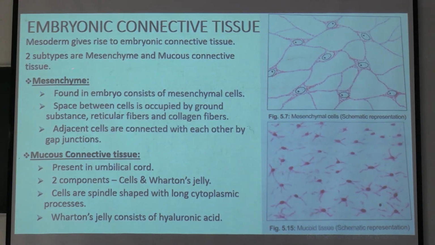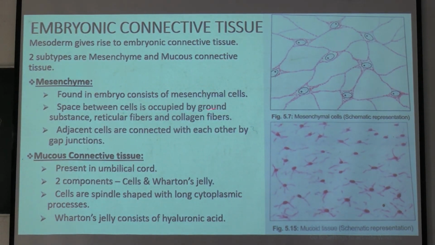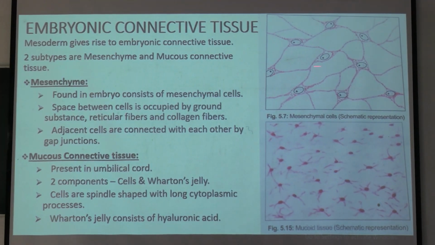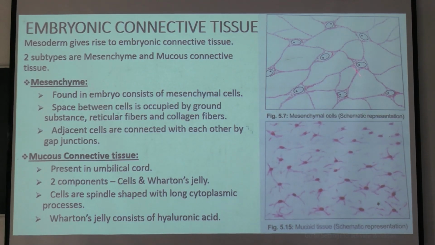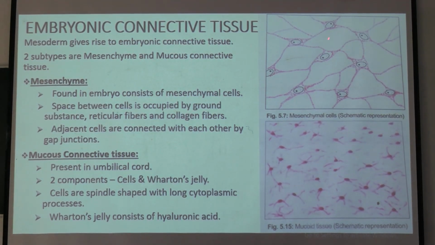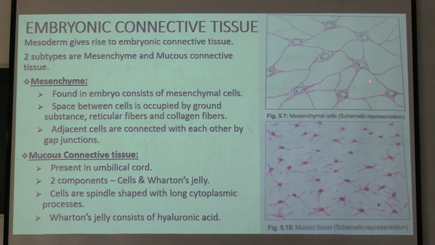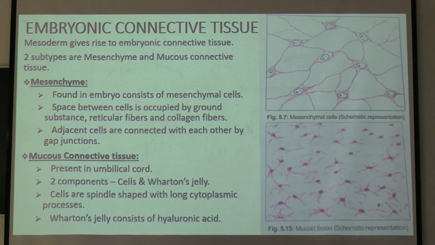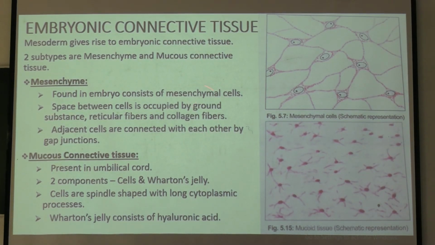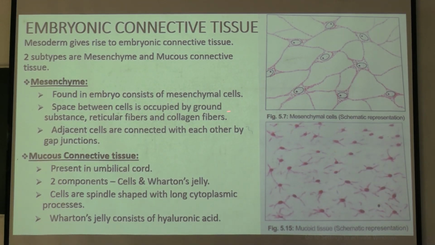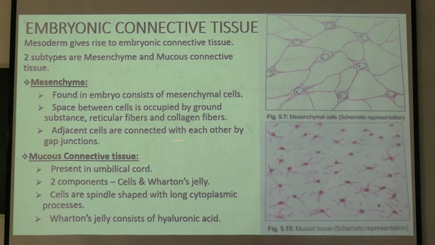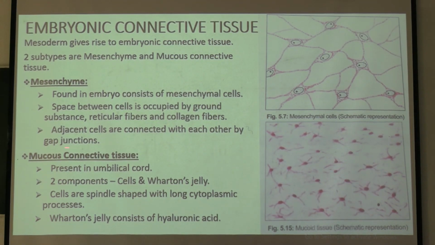First is mesenchyme. It is found in the embryo and consists of mesenchymal cells. This is a schematic representation of the mesenchymal cells. There are cytoplasmic processes, and the cytoplasmic processes are connecting with each other. The space between the cells is occupied by ground substance, reticular fibers, and collagen fibers, and adjacent cells are connected with each other by gap junctions.